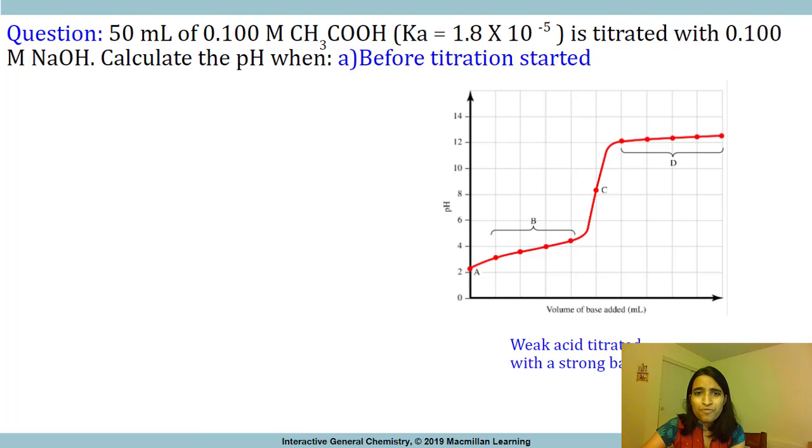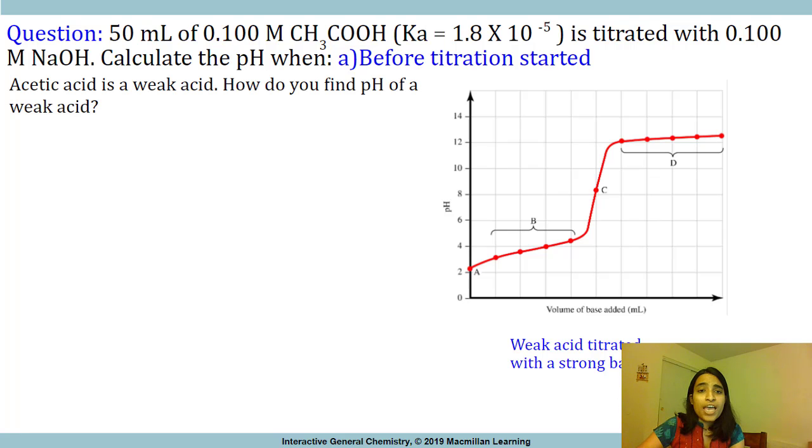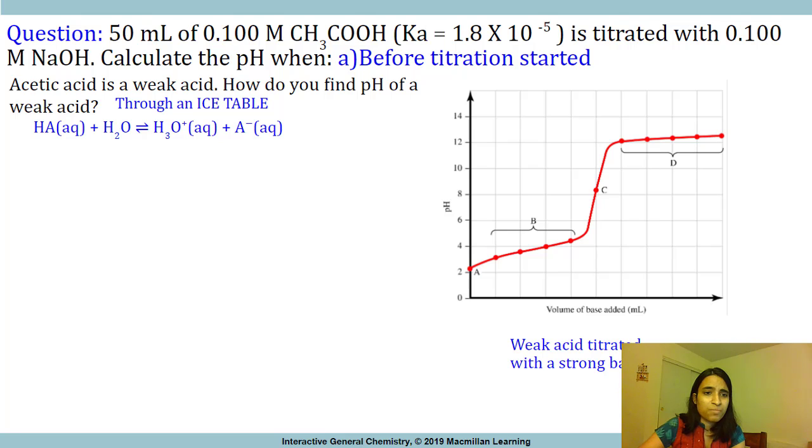Whenever you're asked to find the pH of a weak acid, you have to write weak acid plus water and the products, and balance that equation. That should be your first step. And then we make an ICE table to find the pH. So let's go ahead and write the general equation for a weak acid plus water and balance it.